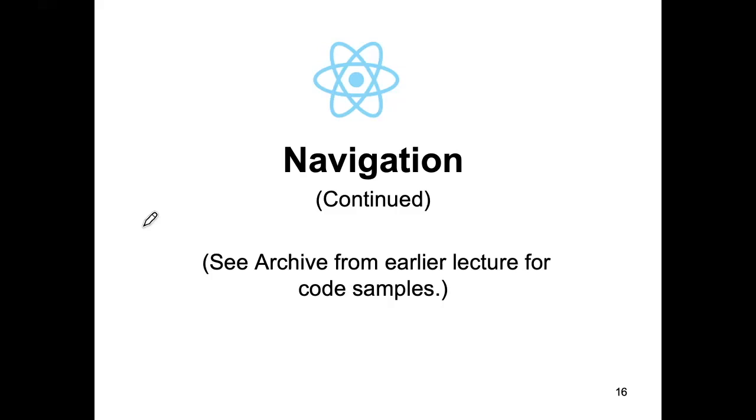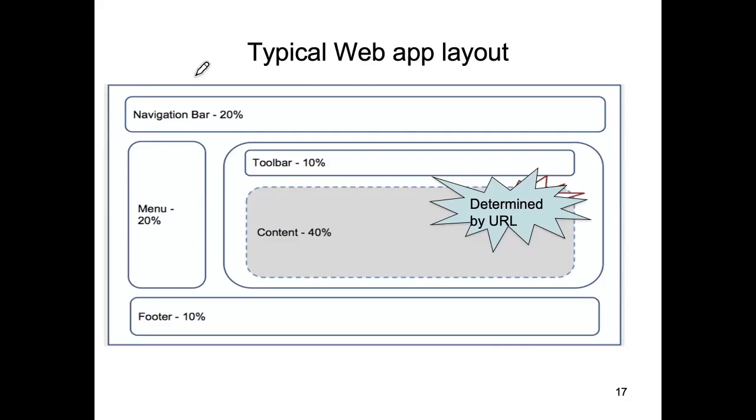So you need to dig out the archive from the previous lecture if you want to play with these samples. What I'm showing you here is the typical kind of layout that we tend to get for all or most web apps. By that, I mean there tends to be this idea of having some sort of static header and footer for each page in a web app.